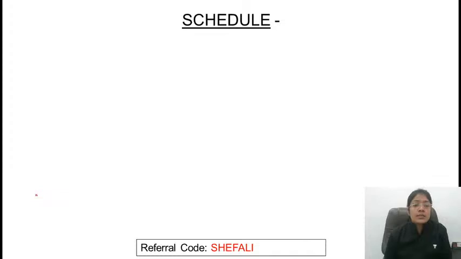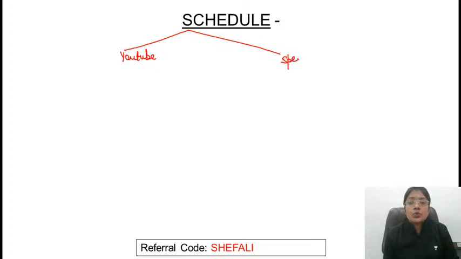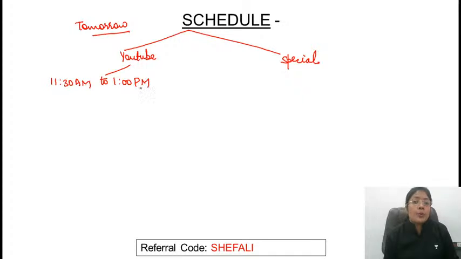Now let us discuss the schedule for tomorrow's session. Tomorrow we will be having 3 sessions, 2 on YouTube and 1 on the special class. Due to a technical issue, today we didn't have the special class, so tomorrow I'll be taking it. This is the schedule for tomorrow's session. The first YouTube session will be in the morning, at 11:30 a.m. to 1 p.m. In this, we will be having a practice session on combinational circuits.